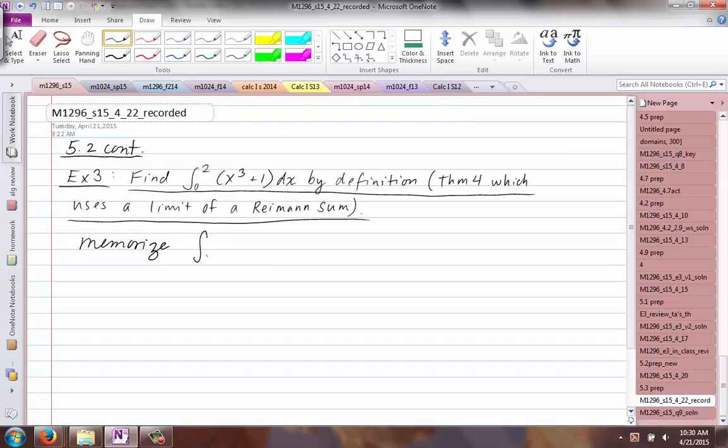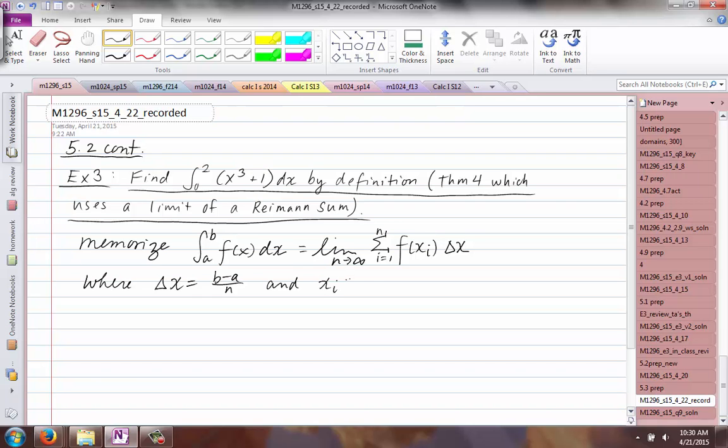So what that is, we have the integral from a to b of f of x, and that's equal to the limit as n goes to infinity of the sum from i equals 1 to n of f of x sub i delta x. And that's not all, where delta x is equal to b minus a over n, and x sub i is equal to a plus i delta x.